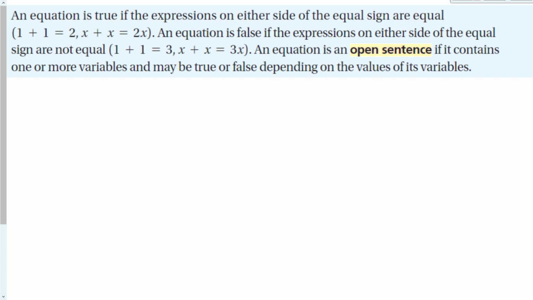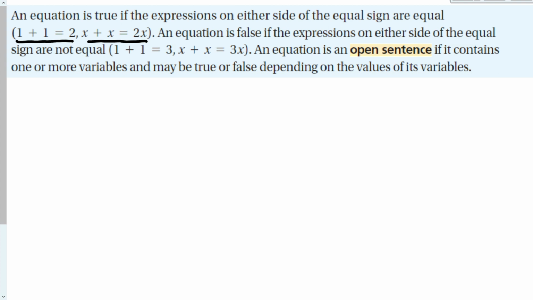An equation is true if the expressions on either side of the equal sign are equal, like 1 plus 1 is equal to 2, or x plus x is equal to 2x. Both of those equations are true because both sides of the equal signs are actually equal to each other.